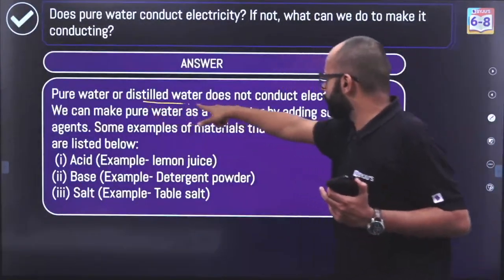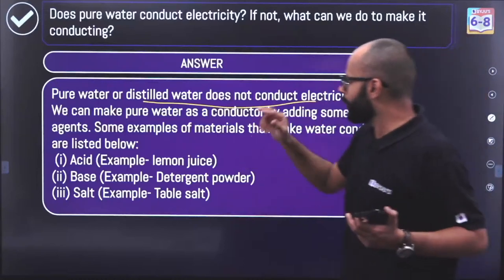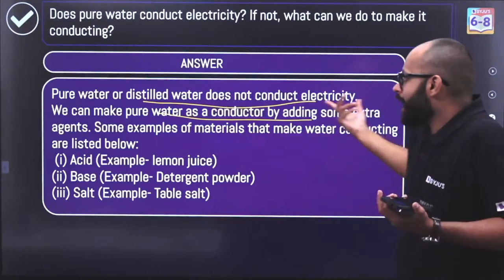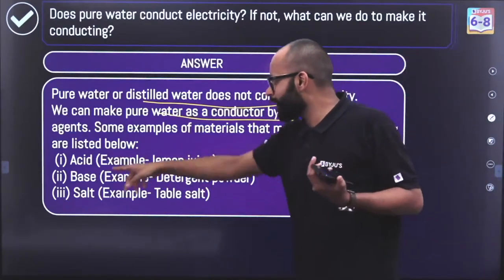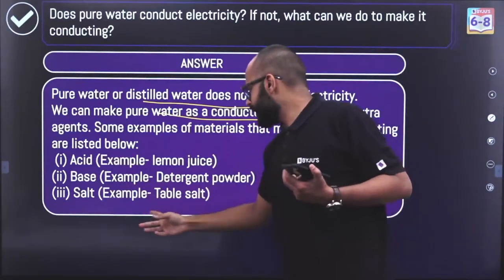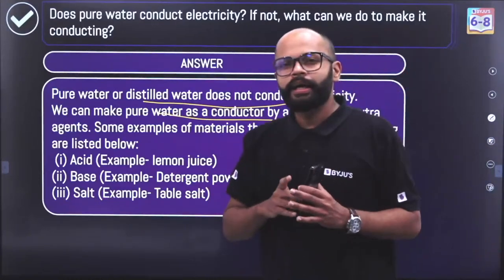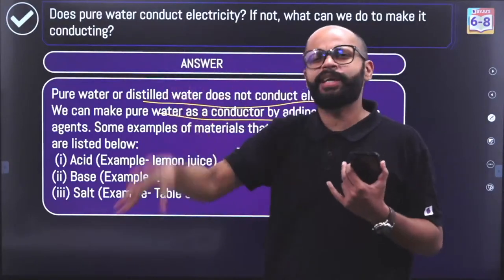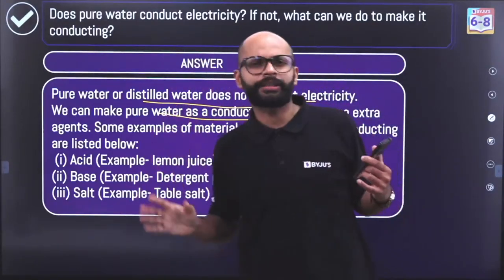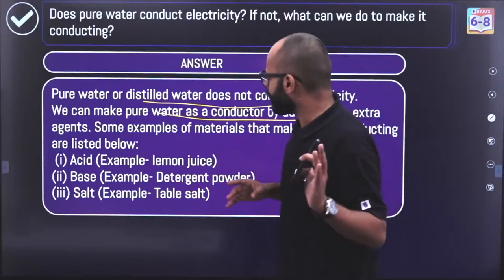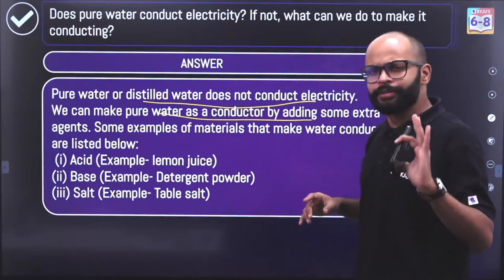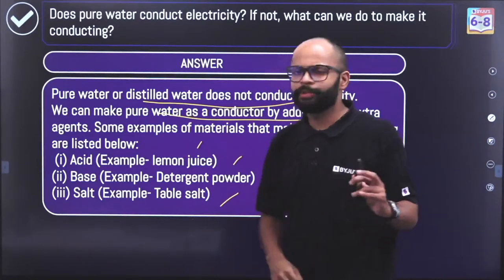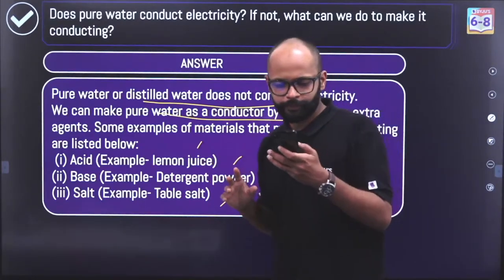Pure water or distilled water does not conduct electricity. We can make pure water a conductor by adding some extra agents. Some examples are acids, for example lemon juice, bases, for example detergent powder, salts, for example table salt. My suggestion would be, it's a very common question. It can be repeated as many times as possible. What we have to do is at least remember one or two examples of acids, bases and salts. The rest is easy, you can do it.